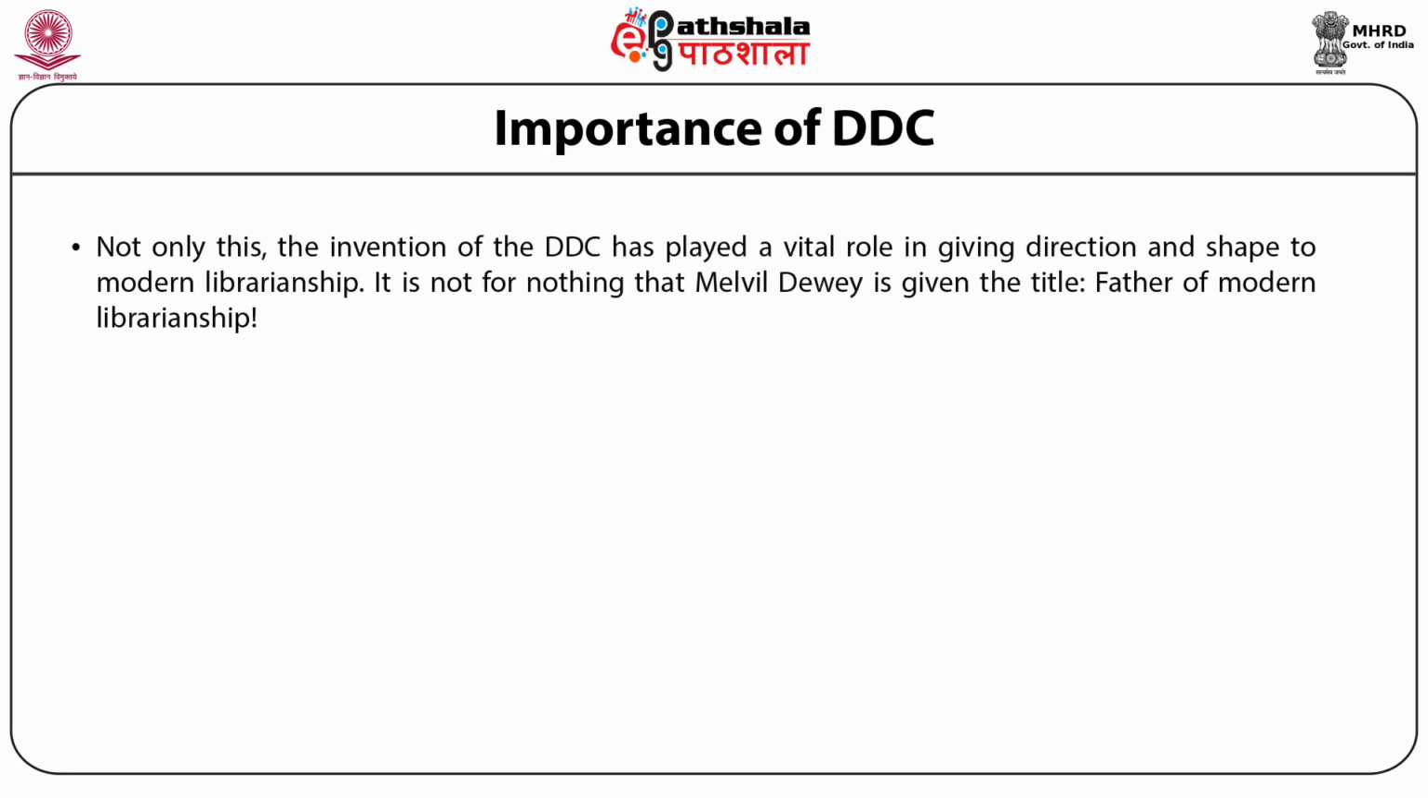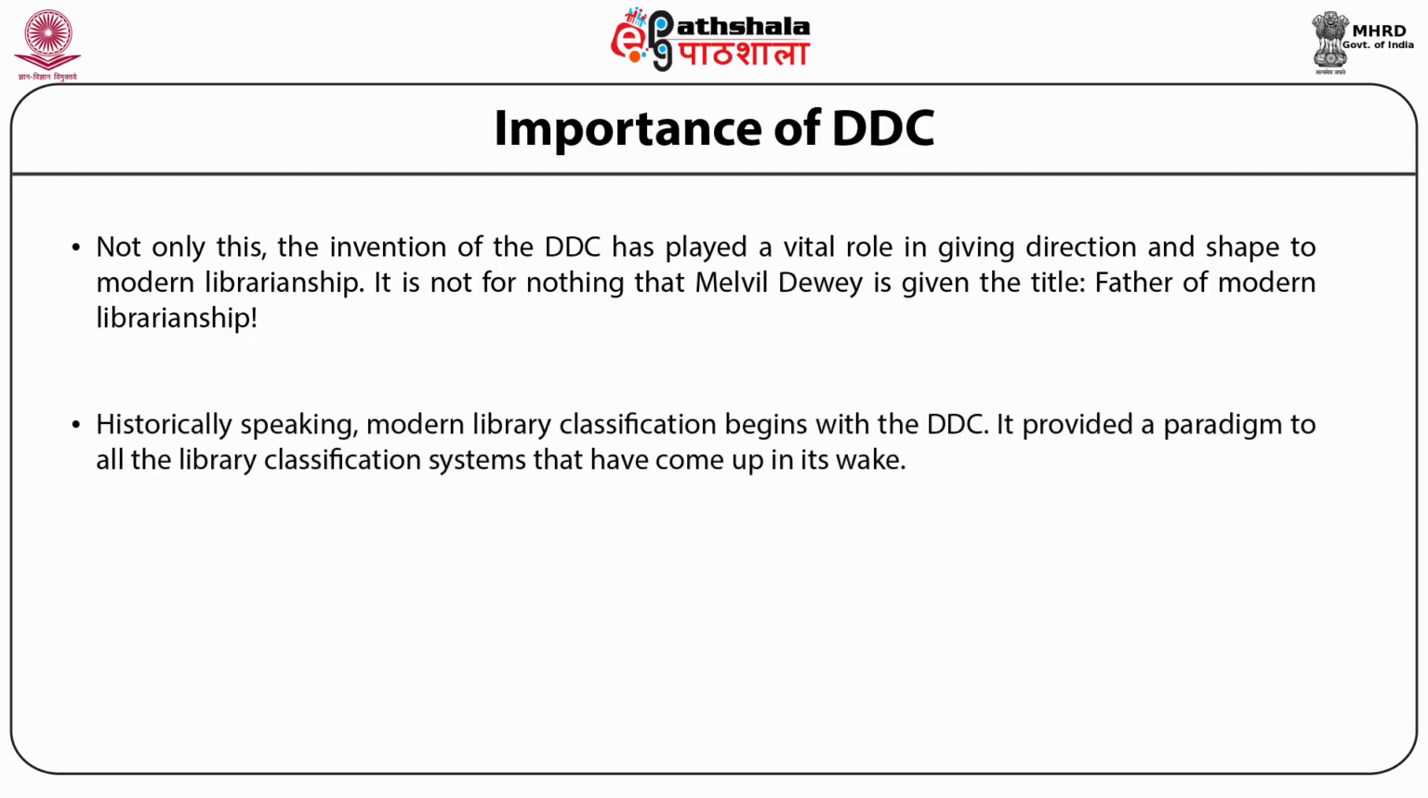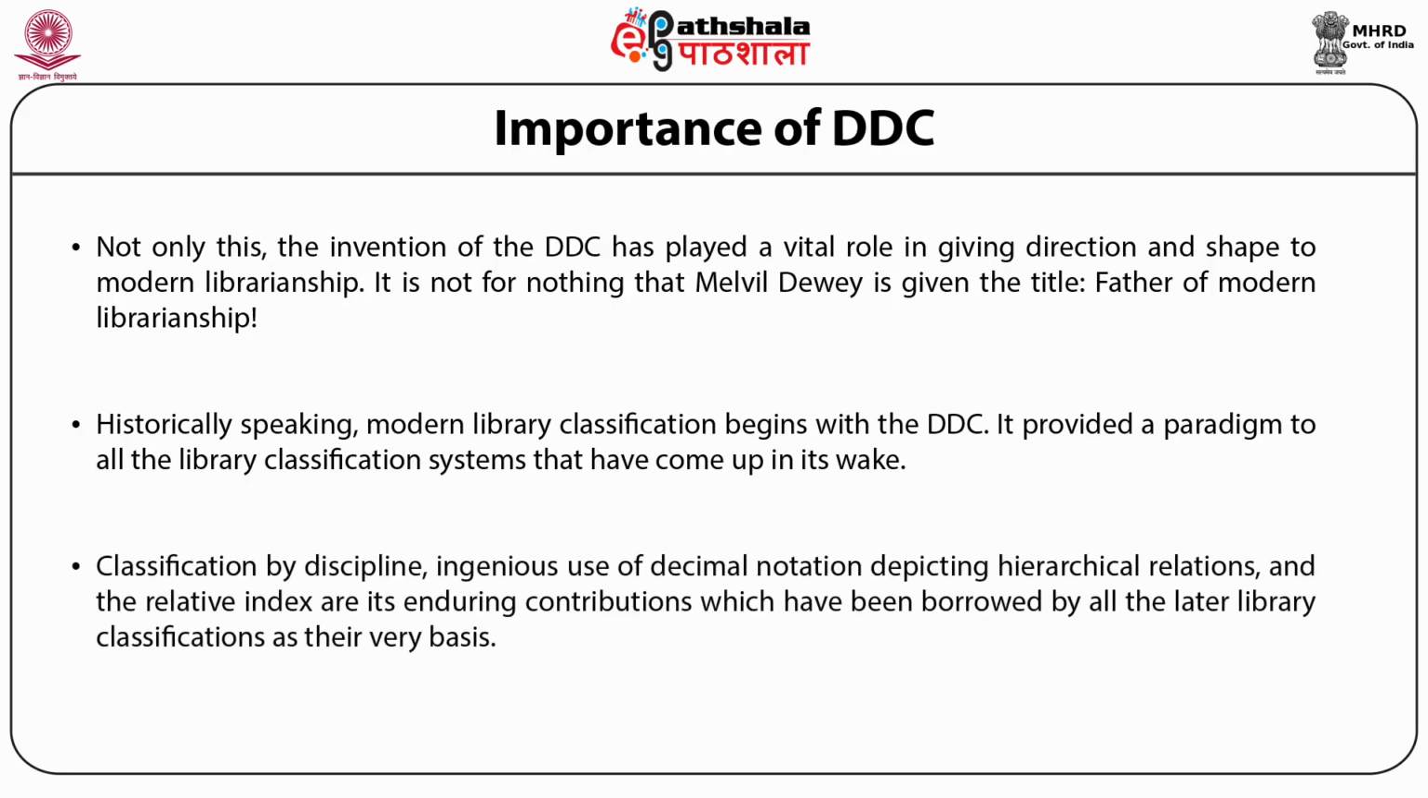Not only this, the invention of the Dewey Decimal Classification has played a vital role in giving direction and shape to modern librarianship. It's not for nothing that Melville Dewey is given the title Father of Modern Librarianship. Historically speaking, modern library classification begins with the publication of the DDC. It provided a paradigm to all the library classification systems that have come up in its wake. Classification by discipline, ingenious use of decimal notation, depicting hierarchical relations, and the relative index are its enduring contributions, which have been borrowed by all the later library classifications as their very basis.